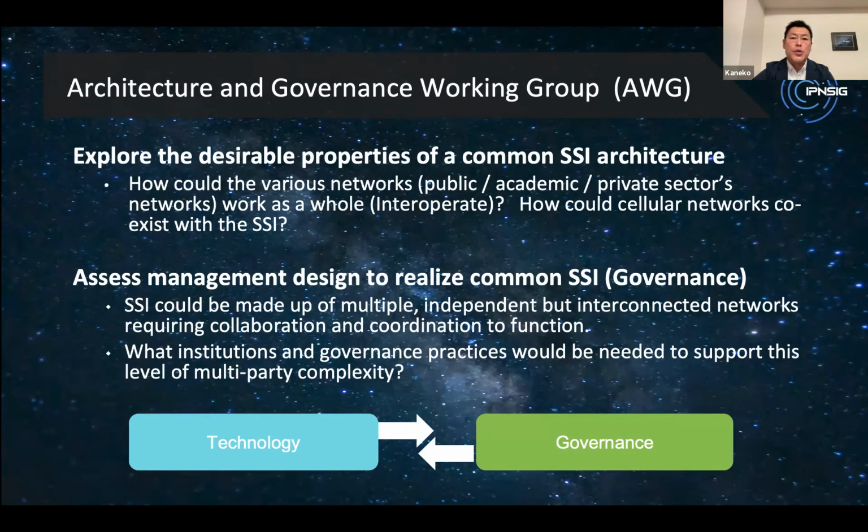And then the second part is to assess the management design to realize a common SSI. The point here is that the SSI could be made up of multiple independent but interconnected networks that require collaboration. So some of the questions we raised and try to answer are what institutions and governance practices would need to be employed to support this level of complexity? Or how will administrative responsibilities be discharged fairly and also reliably? So these are the kind of questions that we've been trying to tackle at this working group.